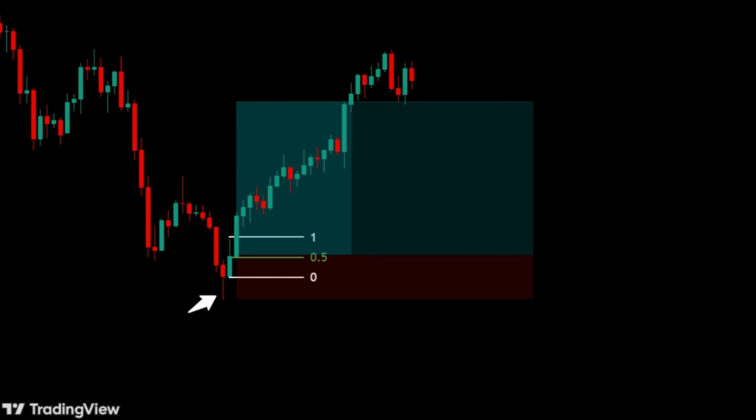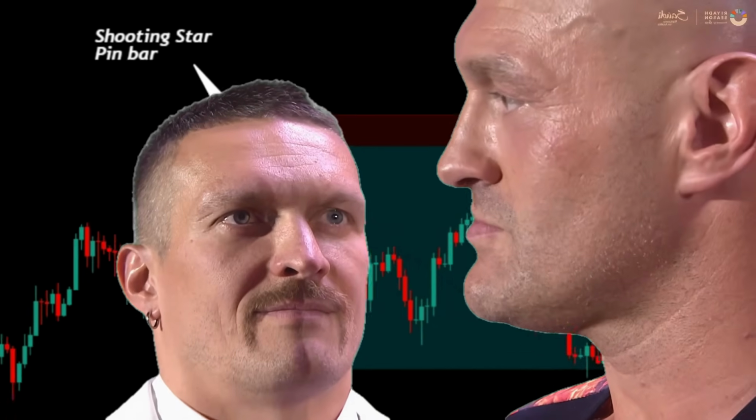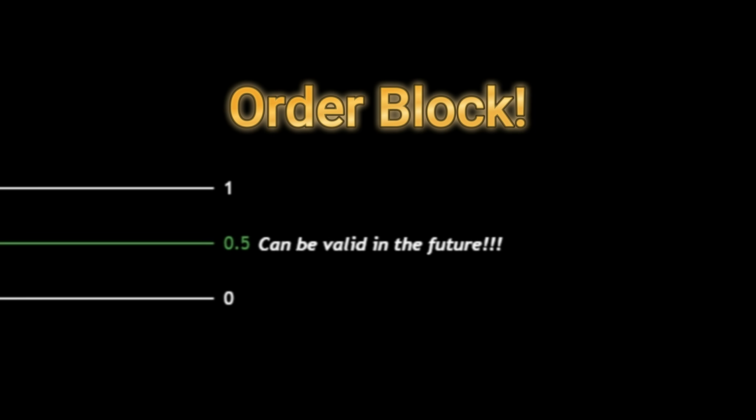But right now, you might be asking yourself a question, and that is, why do we need to identify the 50% of the confirmation candle to use as an entry point? Why not just enter on the confirmation candle itself? Now that seems to be a fair question to ask. But no, the midpoint of the confirmation candle that appears after a shooting star or a pin bar could also be valid in the future. In other words, it is a very important order block if you are interested in smart money concepts.